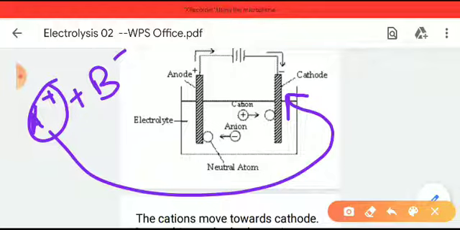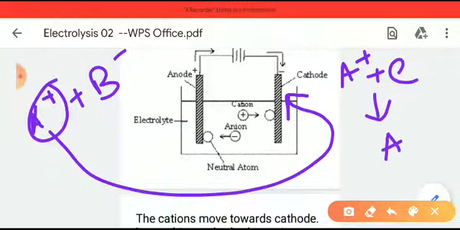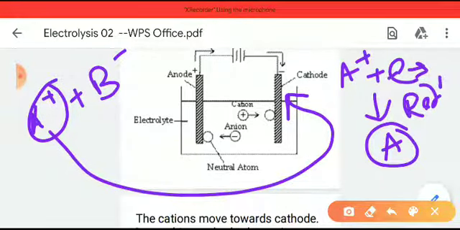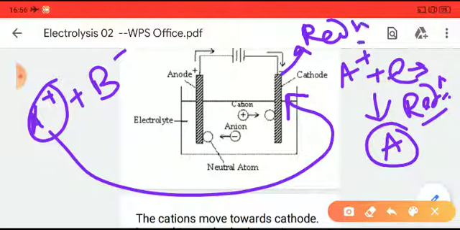In the cathode, A plus will take an electron from the cathode and become neutral A. We know all of the ions in the electrolysis process will try to become neutral. So A is a cation and it goes to the cathode to accept an electron. By accepting an electron, it will become neutral. Accepting an electron means reduction. So in the cathode, reduction will happen.